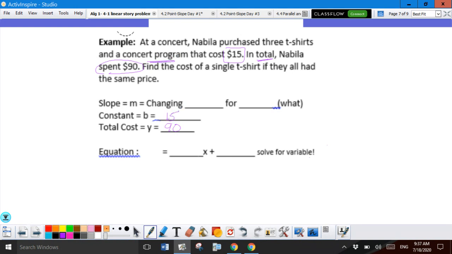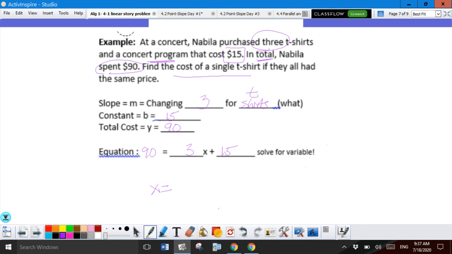I bought one concert program, so that's 15. So the 3 is going to have to be my slope. And I'm looking at three t-shirts, but I don't know how much they cost. I have to figure out the cost of a single t-shirt. So my equation would be 90 equals 3x plus 15.